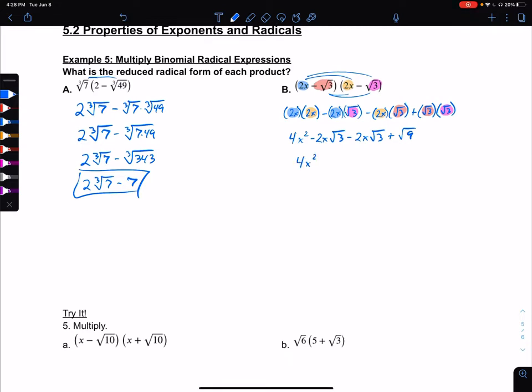It can't be changed. These two are like terms, same radical, same index. So negative 2x minus 2x would be minus 4x, and the radical stays the same. And then the square root of 9, or radical 9, would be 3. So we would have 4x squared minus 4x radical 3 plus 3. Again, most likely this step right here you're probably going to be skipping, but I just wanted to remind you of how we multiply everything out. That's it.